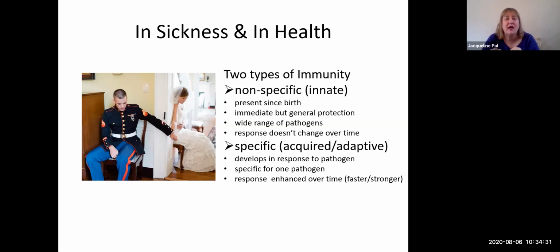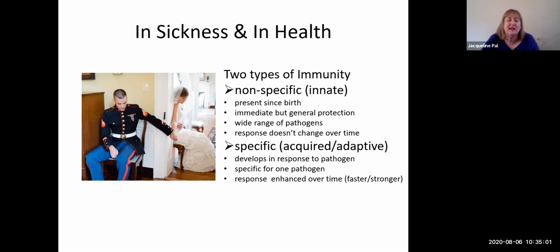So this type of immunity only develops in response to a specific pathogen, and it's only specific for that one pathogen. So if it's anti-coronavirus causing COVID-19, it doesn't care about any other coronavirus. It doesn't care about the polio virus, about Ebola, about measles, about syphilis. It doesn't care about anything else.